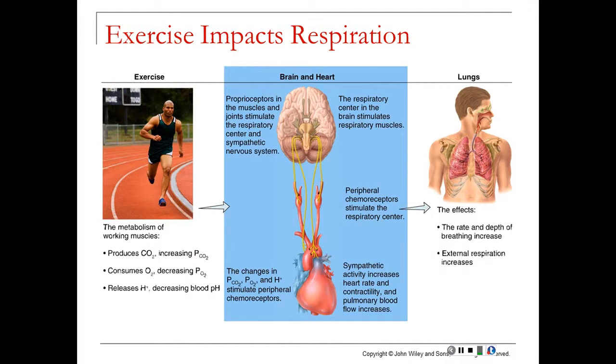even if you're exercising. So this diagram here goes through the impacts of exercise. The metabolism of your muscles is going to produce lots of carbon dioxide, increasing partial pressure of carbon dioxide, consuming lots of oxygen, decreasing partial pressure of oxygen, releasing hydrogen, decreasing our blood pH, becoming more acidic. That's going to stimulate our peripheral chemoreceptors, sending that information up to our central chemoreceptors and our inspiratory center, which is then going to increase the rate and depth of breathing, and external respiration is going to increase as well.